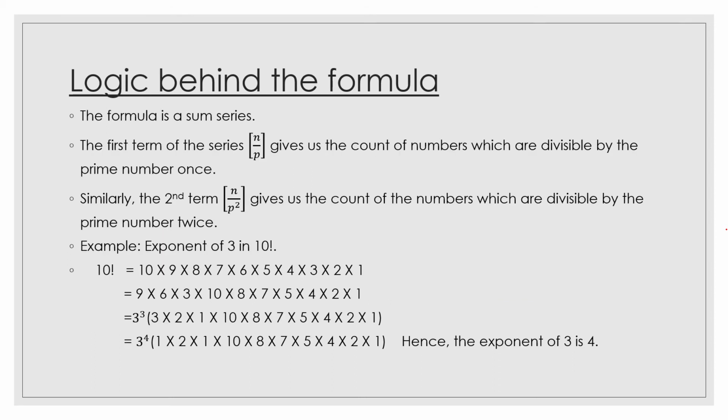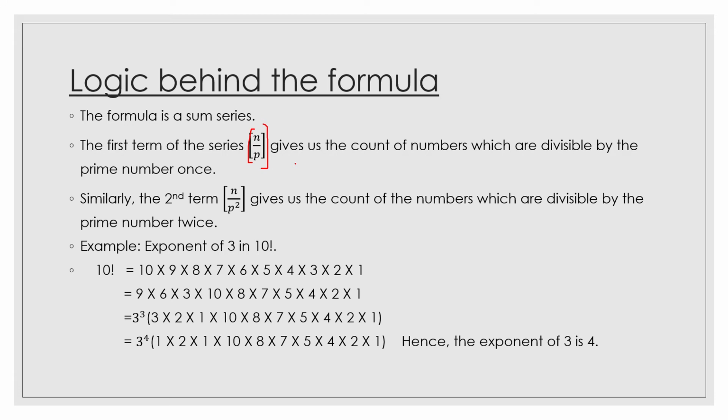What is the logic behind the formula? Legendre's formula is a sum series. It is a sum of several terms. The first term of the series, which is n by p within square brackets, gives us the count of numbers which are divisible by the prime number once. Similarly, the second term, n by p square within square brackets, gives us the count of numbers which are divisible by the prime number twice.